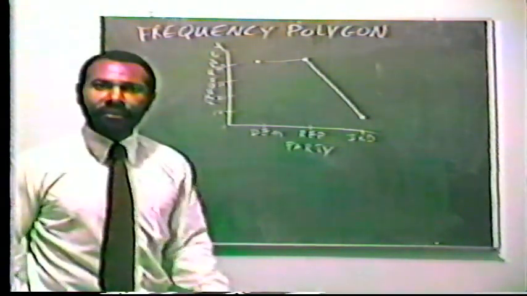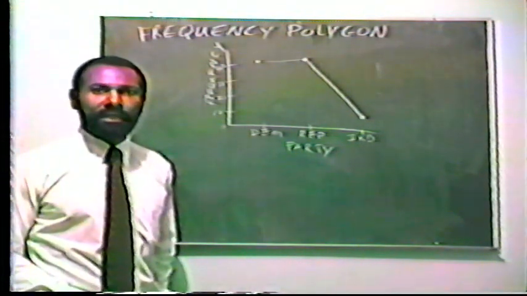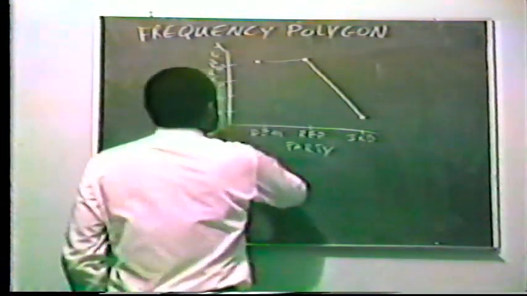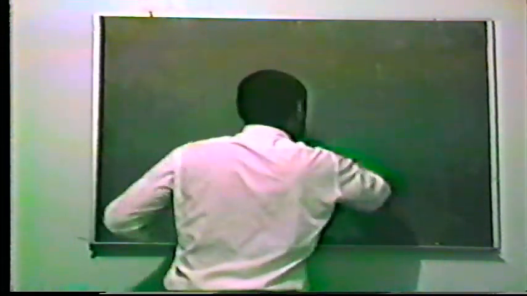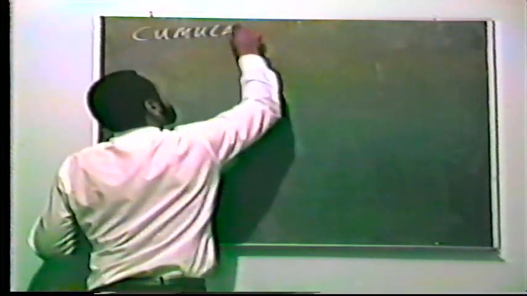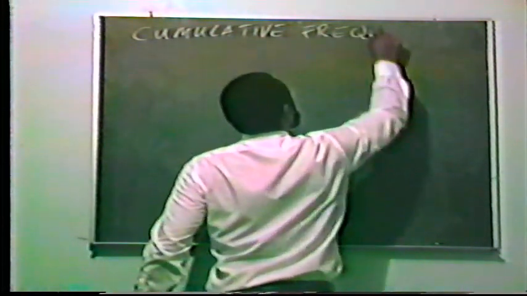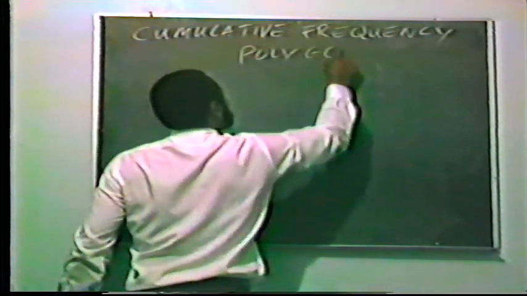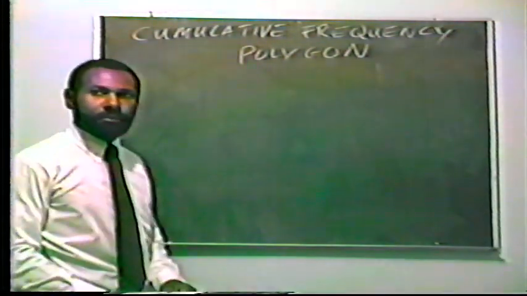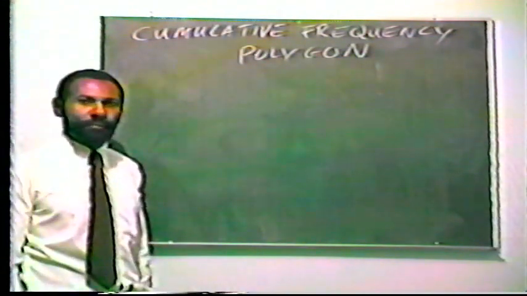A look at another type of frequency polygon. This next type of frequency polygon is what we call a cumulative frequency polygon. Cumulative frequency polygon. And we're going to use the same data set that we used before.